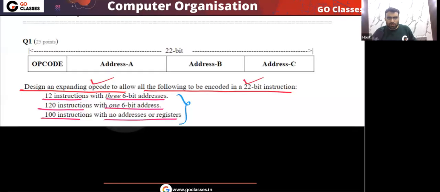So if I ask you, is this possible or not, what method will you apply? This is my first question. First of all, is it possible or not? So which method will you apply? Just apply the bit pattern method.